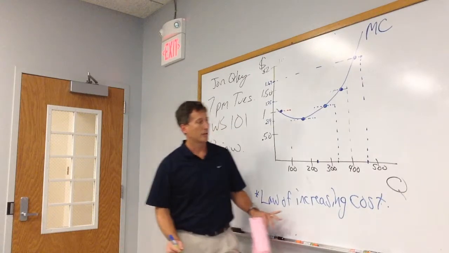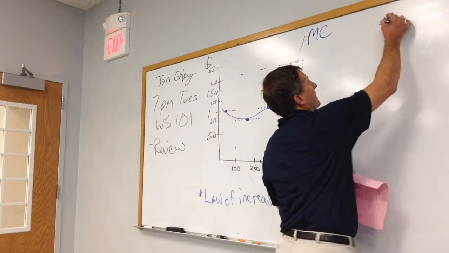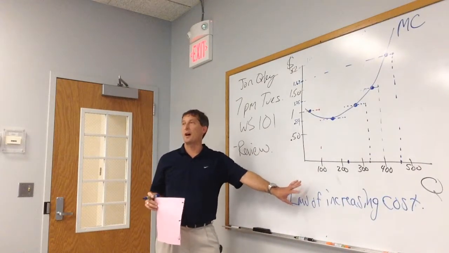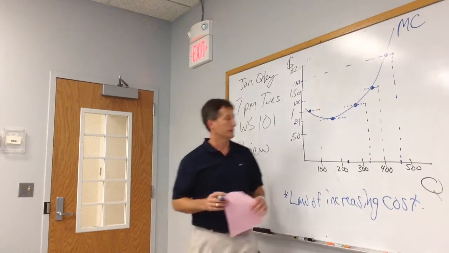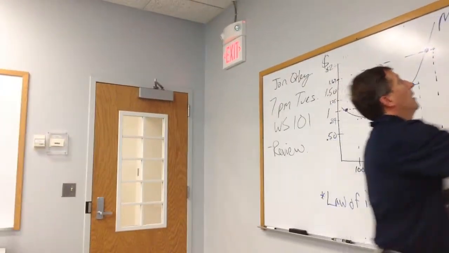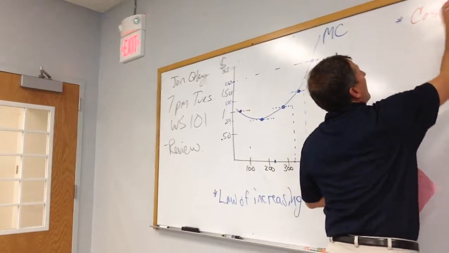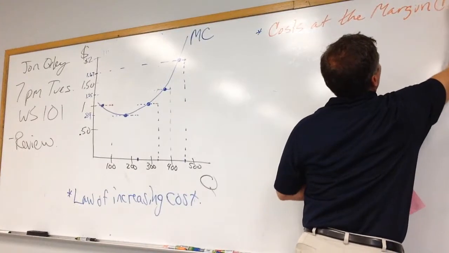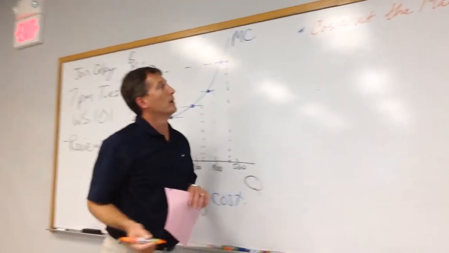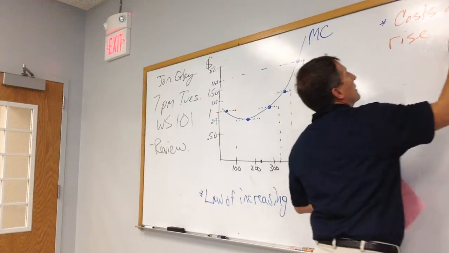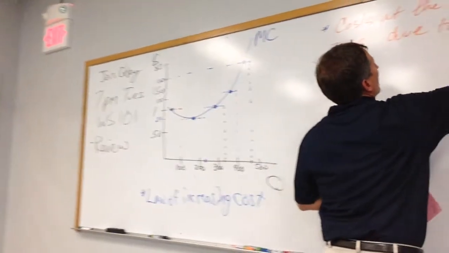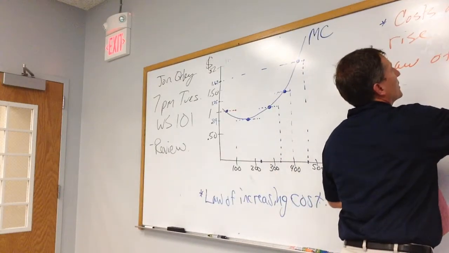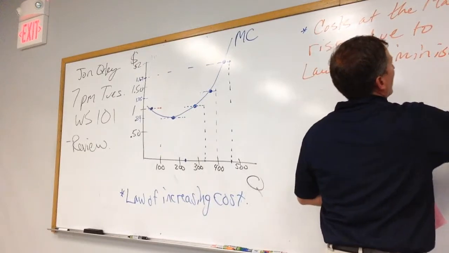And we're going to talk about it a little differently than how I did the law of diminishing marginal product. We get the law of increasing cost because of the law of diminishing marginal product. So costs at the margin, marginal cost, rise due to the law of diminishing marginal product. In other words, one kind of implies the other.